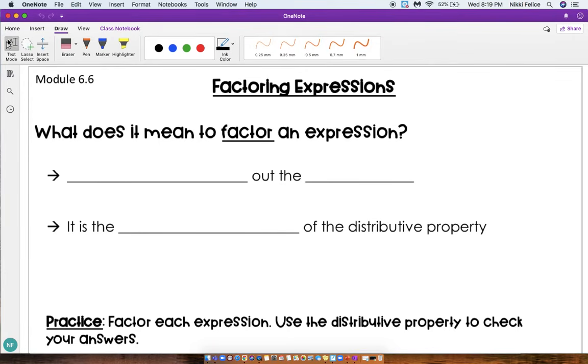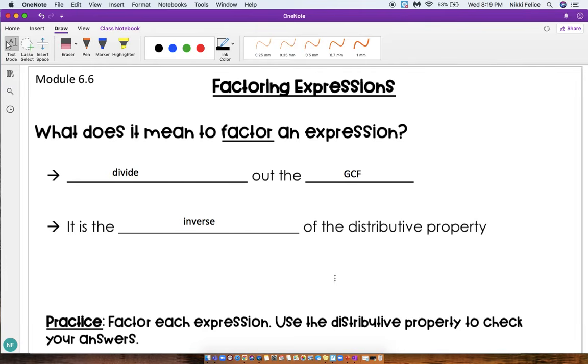In this video, we're going to talk about factoring algebraic expressions. So what does it mean to factor an expression? It means to divide out the GCF of the terms. And it is kind of like the inverse of the distributive property.